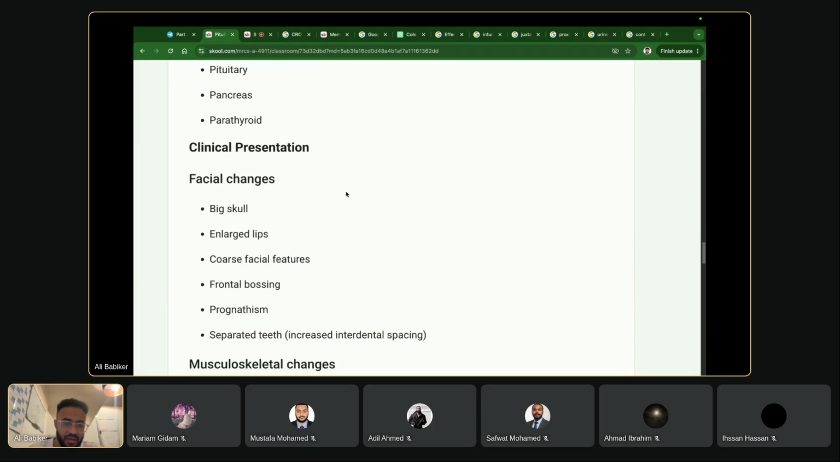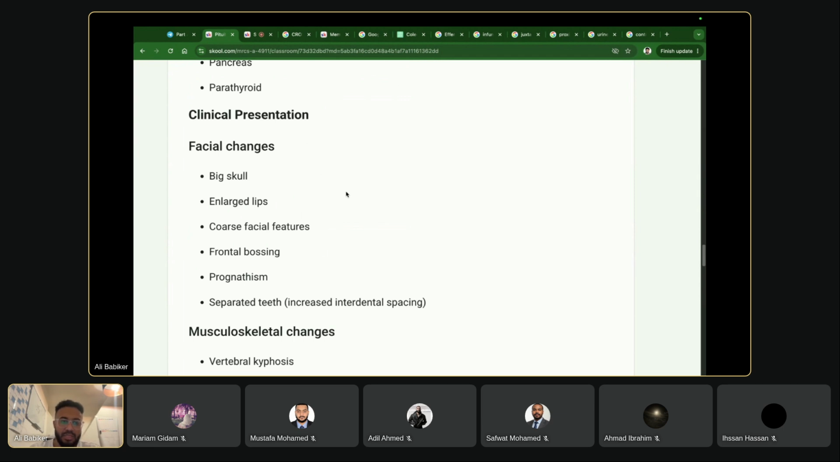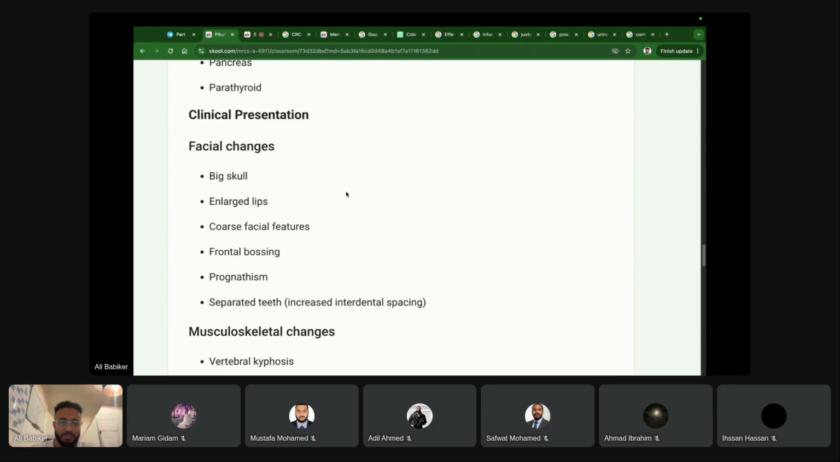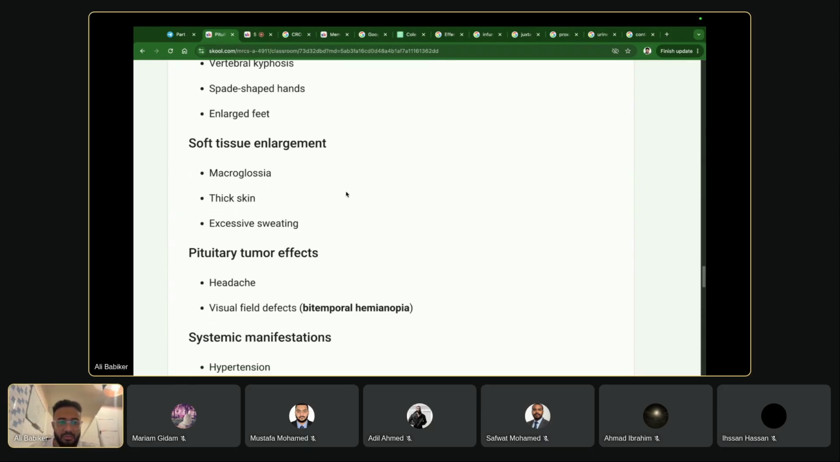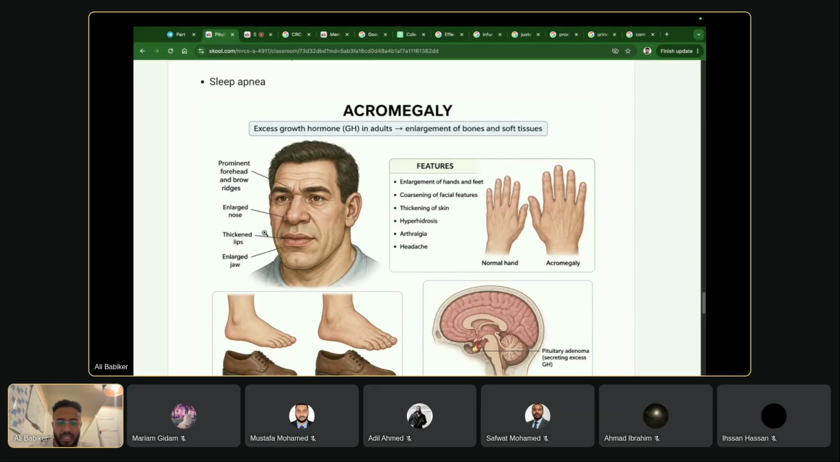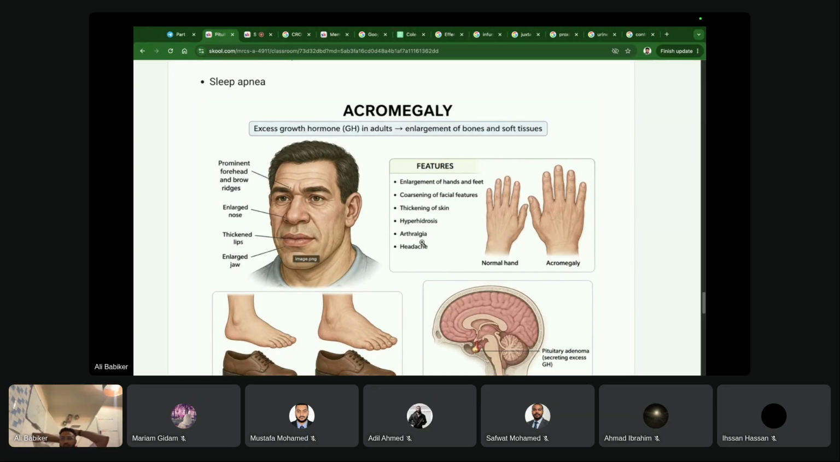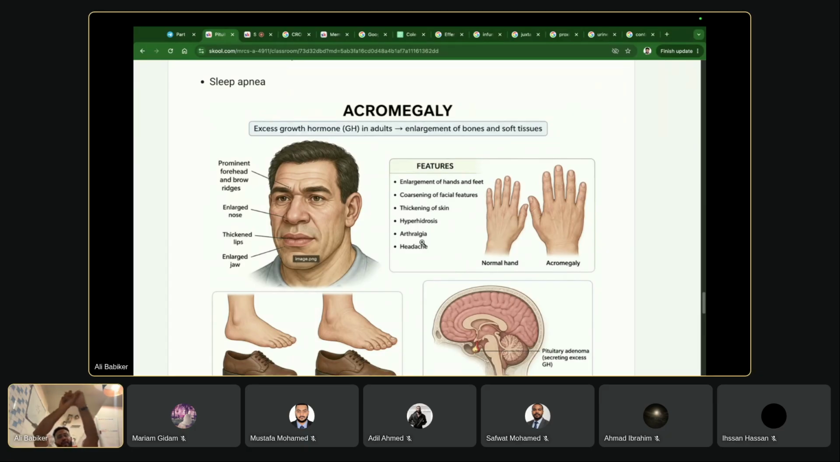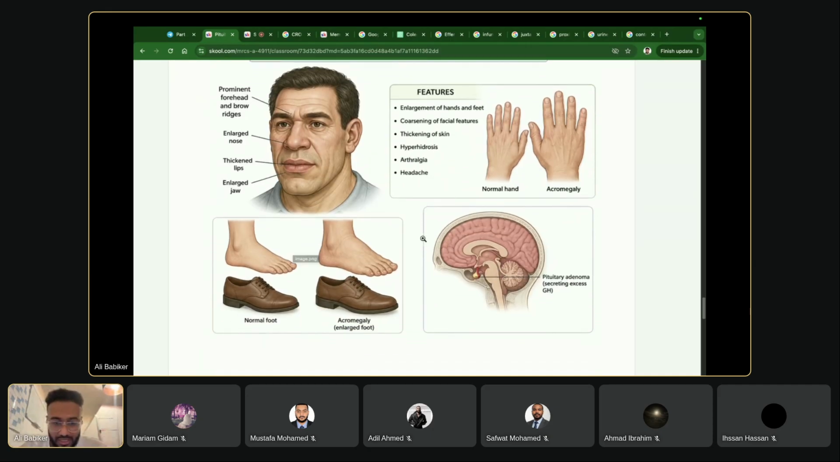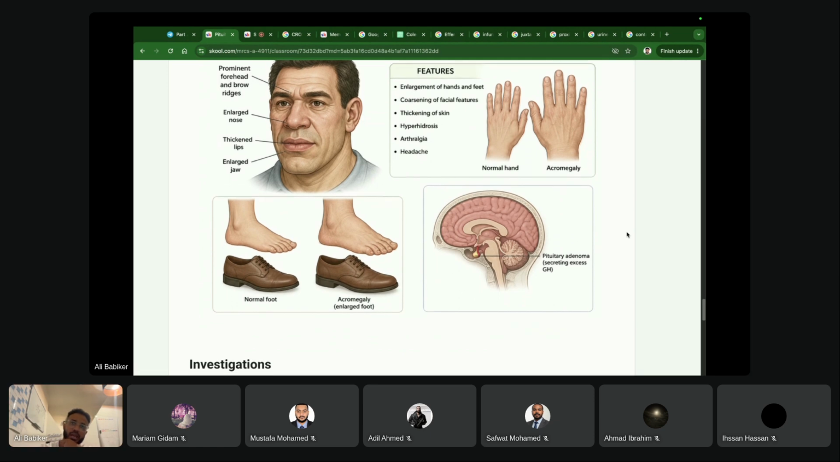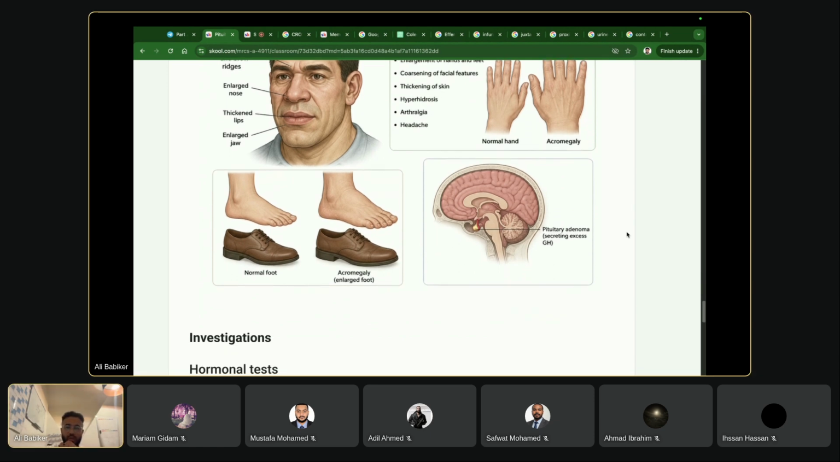Clinical presentation: there will be a big skull, enlarged lips, coarse facial features, frontal bossing, prognathism, and spaced teeth. And let me show you the image. This is the image and demonstration of acromegaly. You don't need to memorize most of them, but you need to understand, so that you don't miss a diagnosis later in your life or in your exam. They will give you a typical scenario of acromegaly. This is how the patient with acromegaly will present.